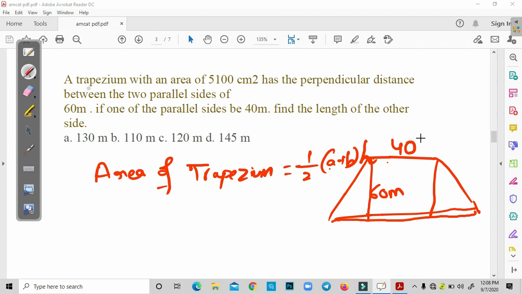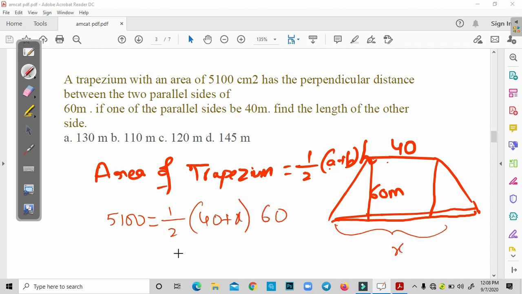So here we know a value, we know h value, and we know area. It's a straightforward one. Area is 5100. Out of this, one is 40. Let us take the second one as x and h is 60. So simply calculate the value of x, which is 5100 multiplied by 2 by 60 minus 40, which is 130 centimeters.